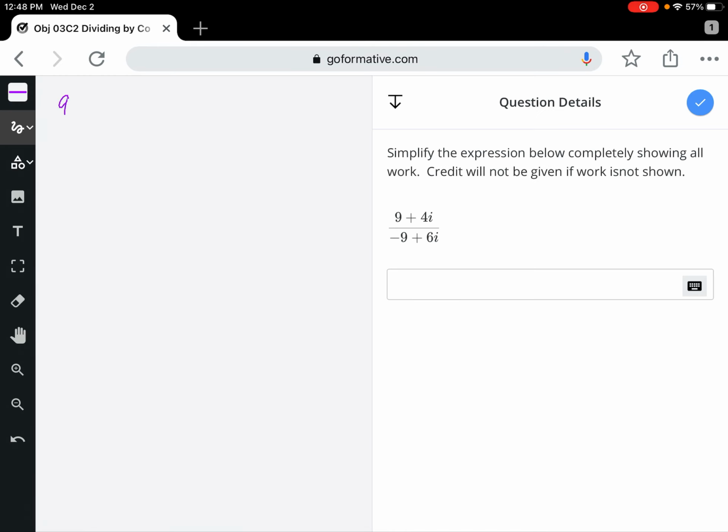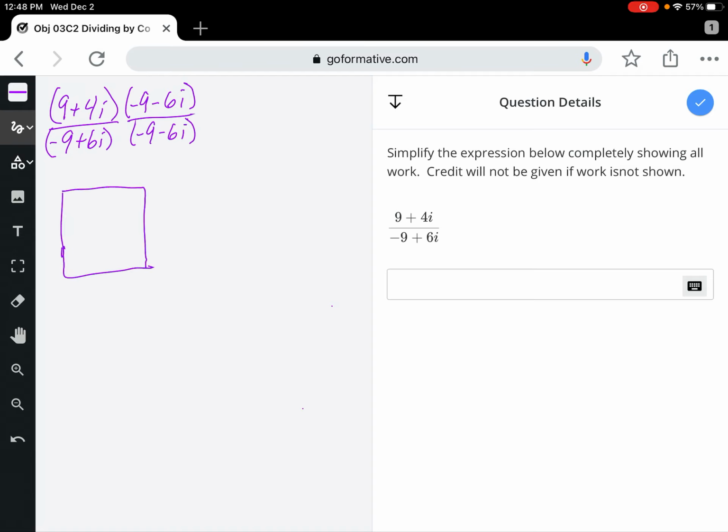Last one, I promise. 9 plus 4i over negative 9 plus 6i. Okay, I put these in parentheses, especially since they're binomials. So this is going to be negative 9 minus 6i. All you do is change that middle. Negative 9 minus 6i. Okay, and so I do a box. Okay, negative 9, 6i, negative 9 minus 6i.